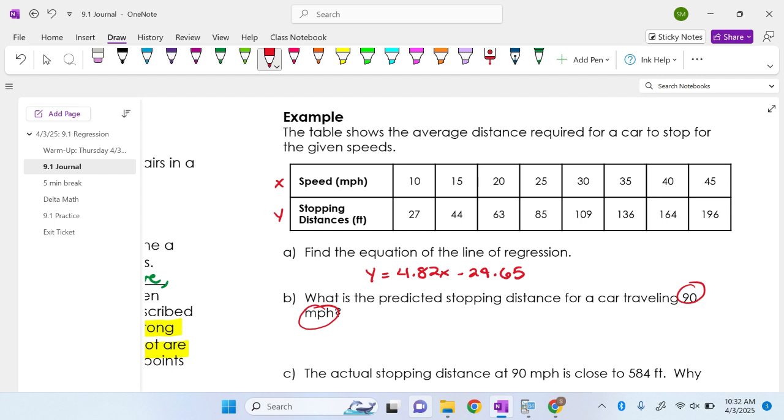All right. So I'm going to plug in 90 for x. So I have y is equal to 4.82 times 90 minus 29.65. So you put that in your calculator, what would you guys get? Right, we get about 404.15 feet. In the parentheses, is that a 90 or 40? 90.